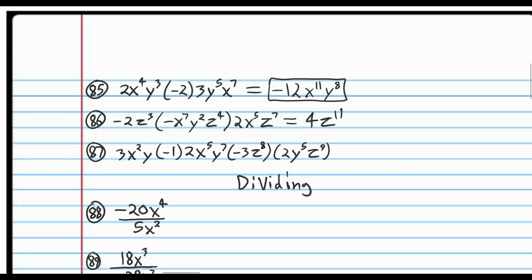And z to the 14th. X to the 12th. And y to the 2nd. All right. 3 times negative 1 is negative 3. Well, I'm sorry, go ahead and attempt 87, and when you come back, we'll do it together. That's kind of a monster problem there.